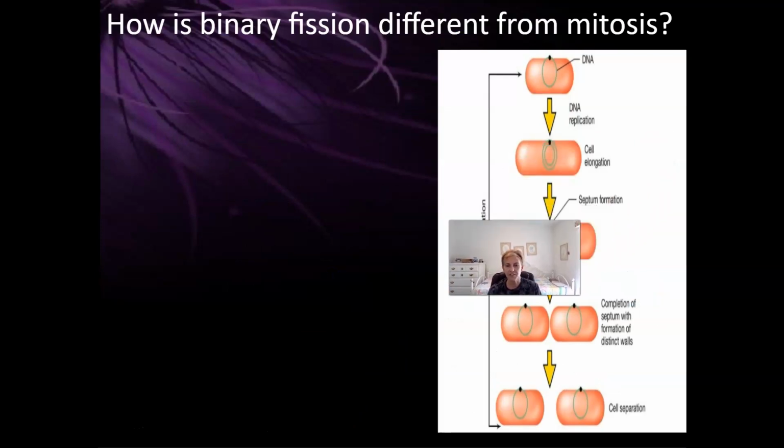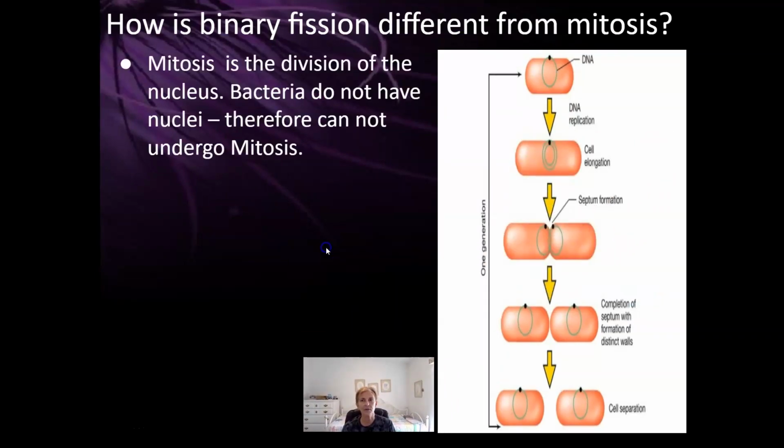We talked about binary fission. This one wasn't on your review sheet, so I'm just going to review it. Mitosis does not occur in bacteria because mitosis is the splitting of a nucleus. Bacteria, remember, are prokaryotic. If it doesn't have a nucleus, they can't divide. So bacteria have to do it a little bit differently.